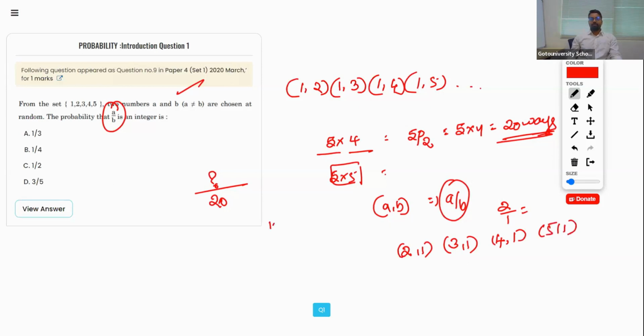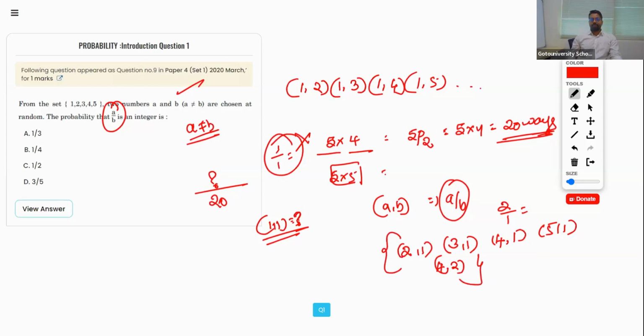Why did I not take 1 comma 1? Can you tell me why? Think why I cannot take 1 comma 1. 1 by 1 is still an integer, but why am I not taking 1 comma 1? Can anyone tell me why? Yes, we cannot take 1 comma 1 mainly because of the condition given: a should never be equal to b. We should only take different numbers. So these are the numbers. Anything else you can take is 4 comma 2 as well. So this is our favorable set of outcomes.